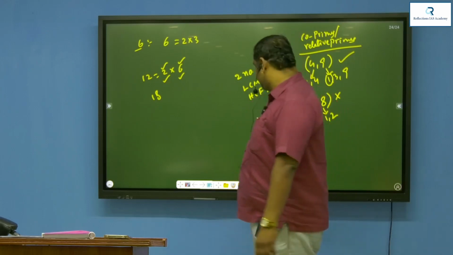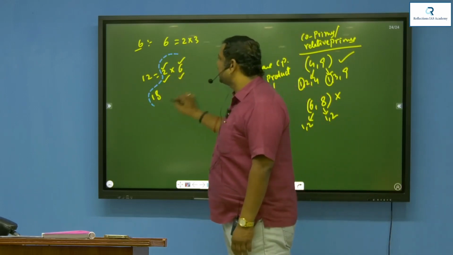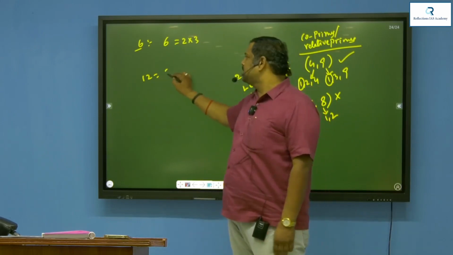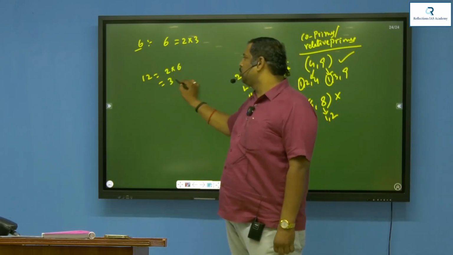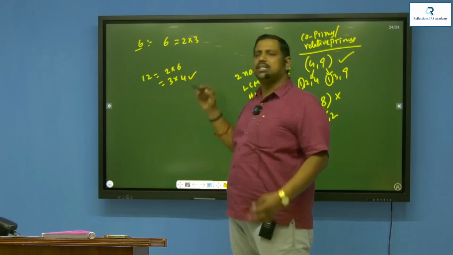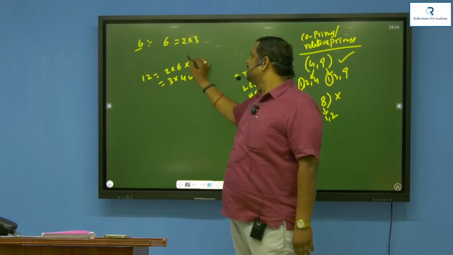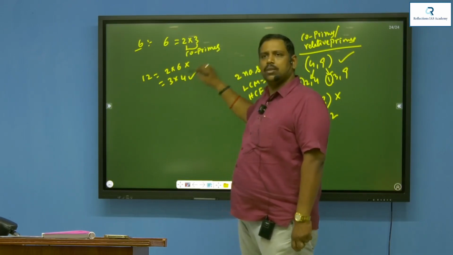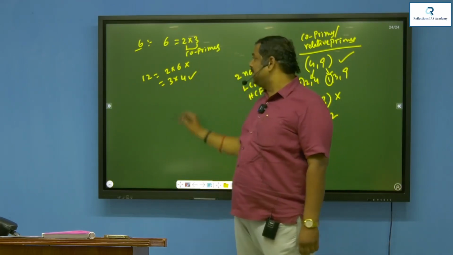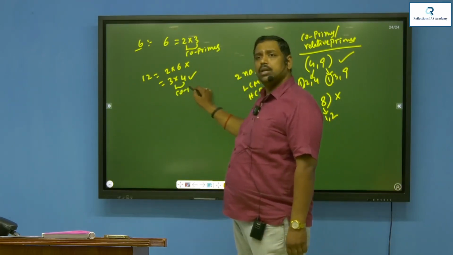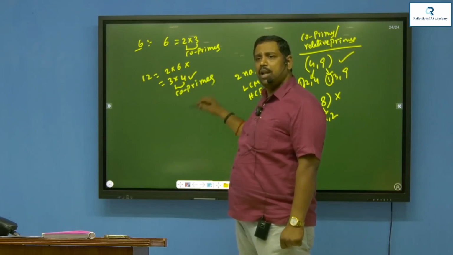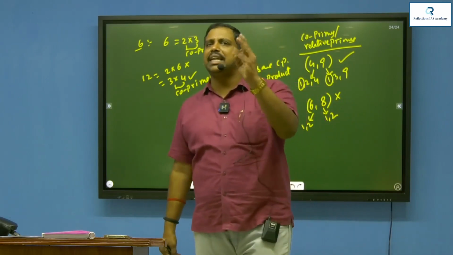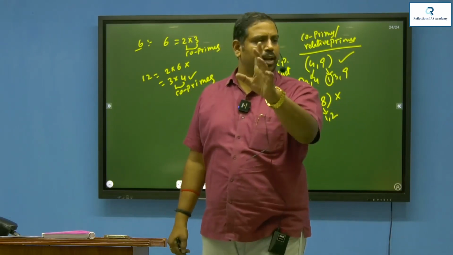What you said is correct: you have to take 2 into 3. Here also, 12 can be 2 into 6, one possibility, or 3 into 4. 3 into 4 is correct and 2 into 6 is not, because the two factors should be co-primes. That is the condition. 3 and 4 are co-primes, right? So what is the divisibility rule of 12? The numbers which are divisible by both 3 and 4 are divisible by 12.